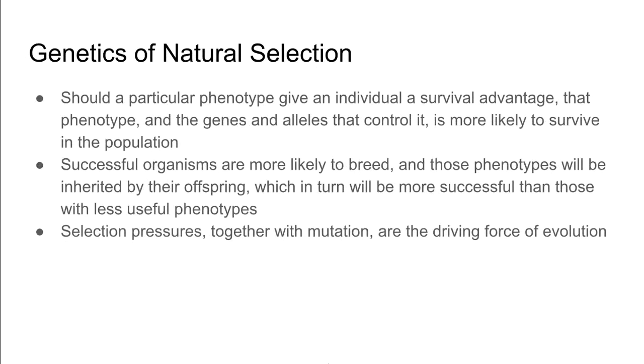So, the genetics of natural selection. Sometimes there is a particular phenotype that gives an individual a survival advantage. And this phenotype, along with all the genes and alleles that are responsible for and control it, are likely to survive in the population. Any of these organisms that are able to survive are more likely to breed, and that increases the chance that these phenotypes will be inherited by their offspring, which in turn allows these offspring to be more successful than those with less useful phenotypes. Selection pressures, as we know, together with mutation, are the driving force of evolution.